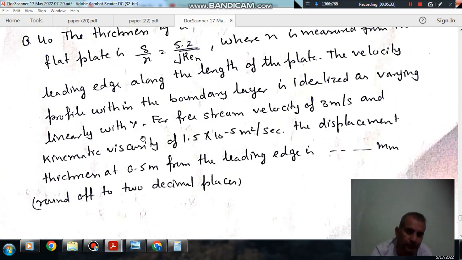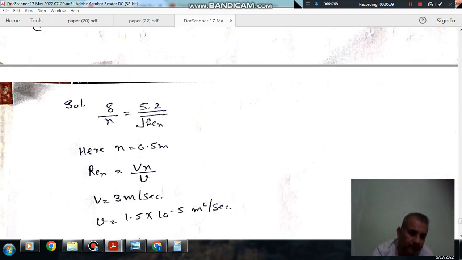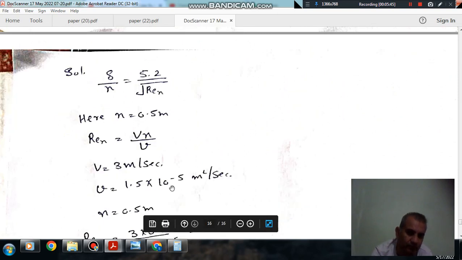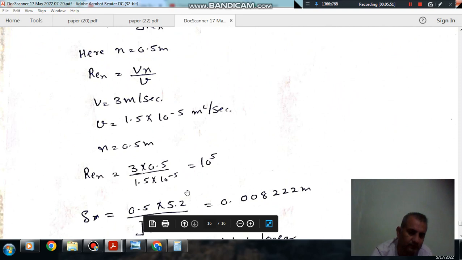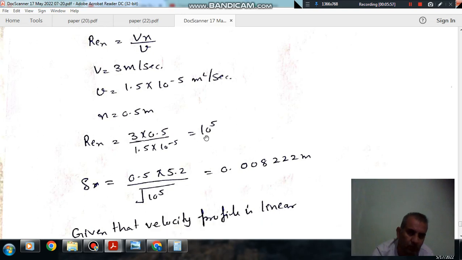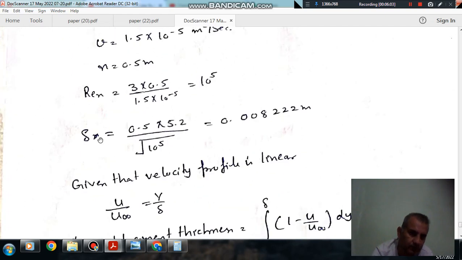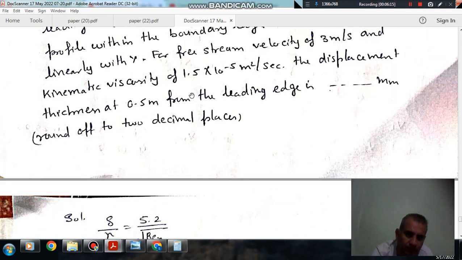So delta by x is 5.2 by root Rex. So x is 0.5 meter. Okay, and Rex is Ux by nu. U is 3 meters per second and nu is 1.5 into 10 to the minus 5 meter square per second, and x is 0.5 meters. So Rex is 3 into 0.5 divided by 1.5 into 10 to the minus 5, which comes out as 10 to the 5. So from this relation we can find out delta at x equal to 0.5. So it will be 0.00822 meters.